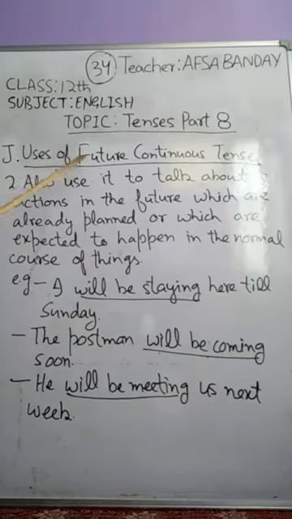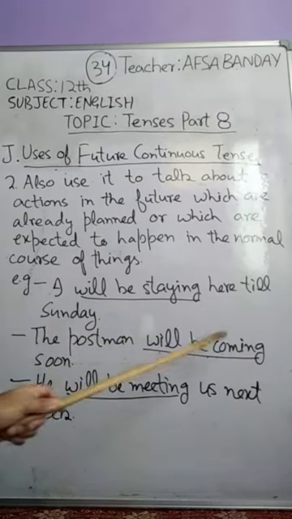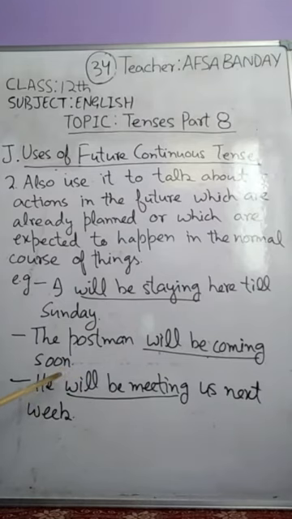Number 2, future continuous tense. We also use future continuous tense to talk about actions in the future which are already planned, or we can say which are expected to happen in the normal course of things. For example, I will be staying here till Sunday. The postman will be coming soon. So it's expected to happen in the normal course of things. Or he will be meeting us next week. So it's expected to happen in the future and in the normal course of things, or it has already been planned. For that also we use future continuous tense.